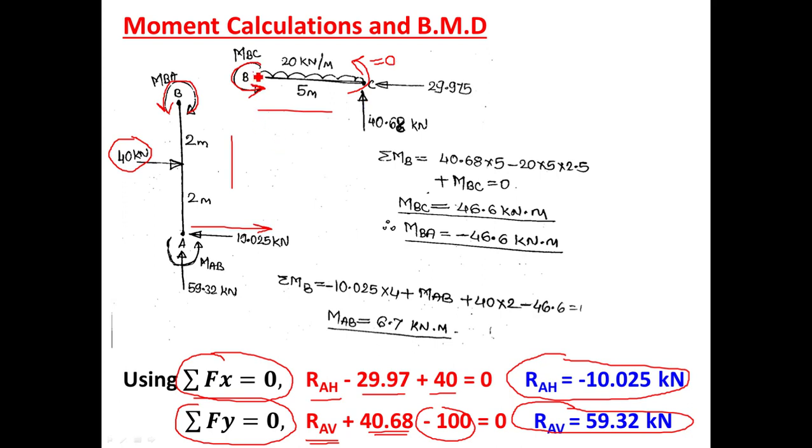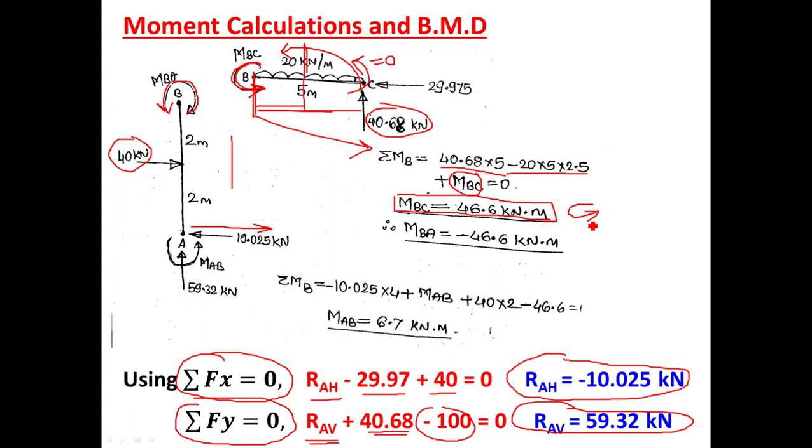So MCB is known to us. Okay, now if you take the moment at point B in BC span, you will get this equation, summation of moment at B in the BC span. So moment of UDL 20 into 5 into 2.5, this is minus, clockwise, then MBC anti-clockwise as it is. Now moment of this reaction 40.68, perpendicular distance is 5, it will produce anti-clockwise moment, so it is plus 40.68 into 5. So if you perform this calculation, you will get MBC equal to 46.6, answer will be positive. Positive means this will be anti-clockwise moment.